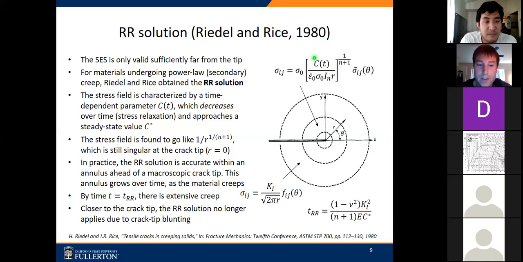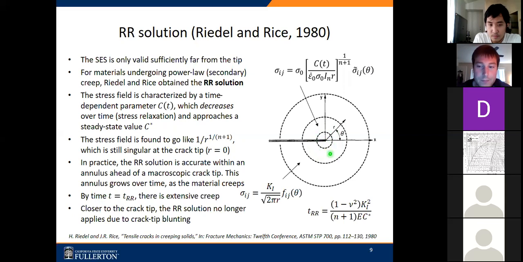The spatial singularity goes like 1 over r to the 1 over n plus 1. That n is the creep exponent that I showed you in the power law. Okay, so it's still singular, but it's less singular than the singular elastic solution. That exponent is actually less than the 1/2, the root r. And again, it's only accurate within an annulus. It's not accurate right up against the crack tip, but it gives you a sense for the field that's closer than the singular elastic solution gives you.